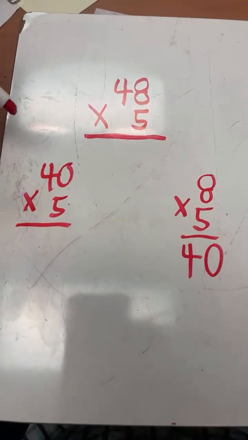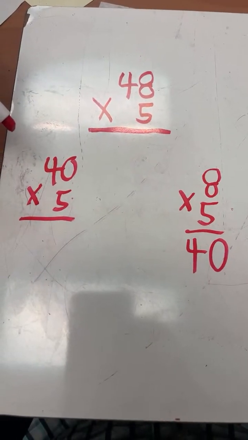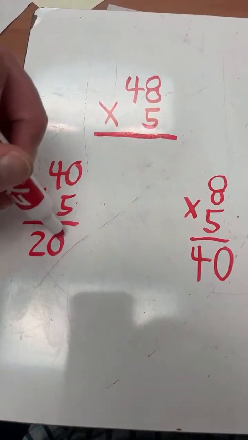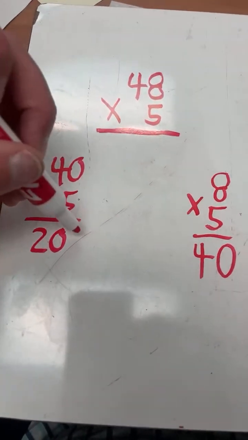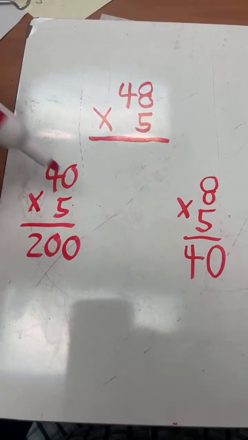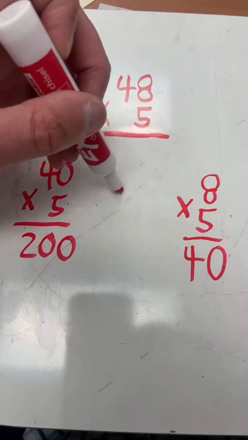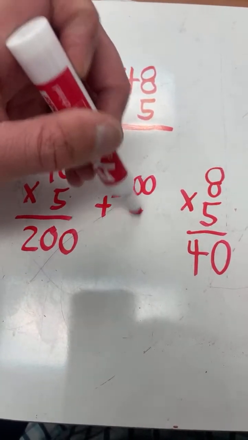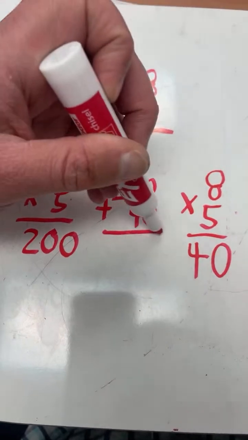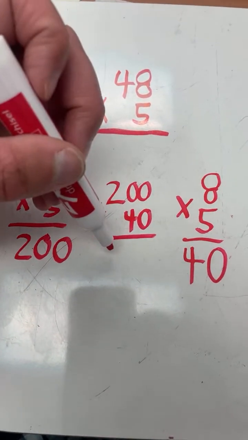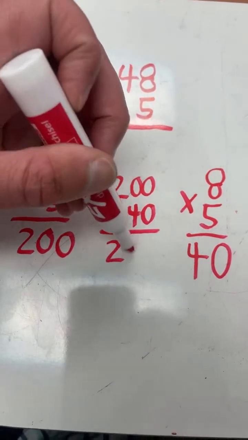To get the answer to 40 times 5, we multiply 4 times 5 and add a 0 to our answer. 4 times 5 equals 20. Now, if we add a 0 to the number 20, our answer becomes 200. So to figure out the answer to 48 times 5, we have to add our two answers together. We have to add 200 plus 40. 200 plus 40 equals 240.